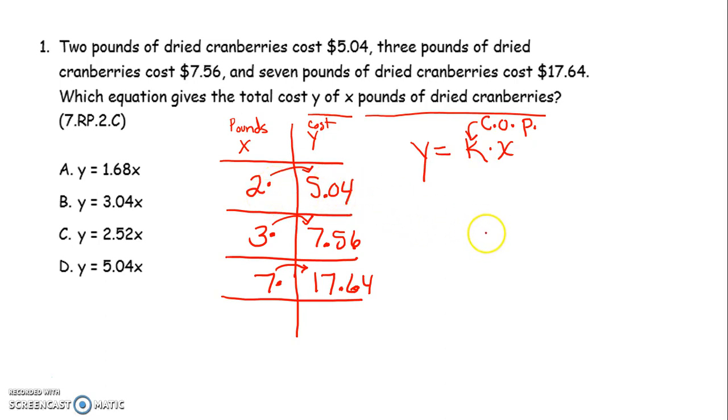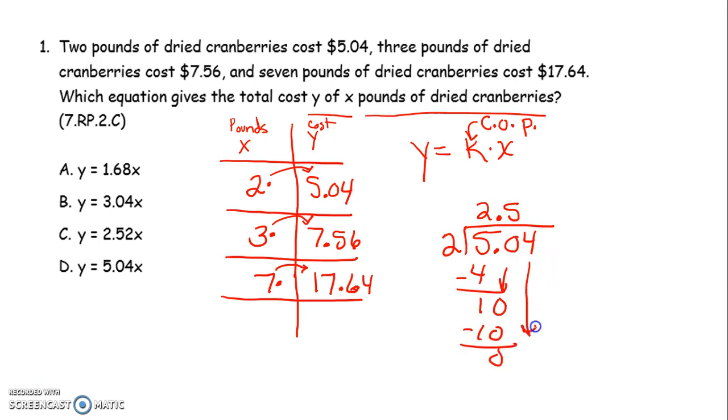2 times what is 5.04? Well, if you're trying to figure out 2 times some number gets you to $5.04, just take 504 and divide by 2. 2 goes into 5 twice. 2 goes into 10 5 times. And 2 goes into 4 twice. Oh, 2 times 252 gets you to 504.